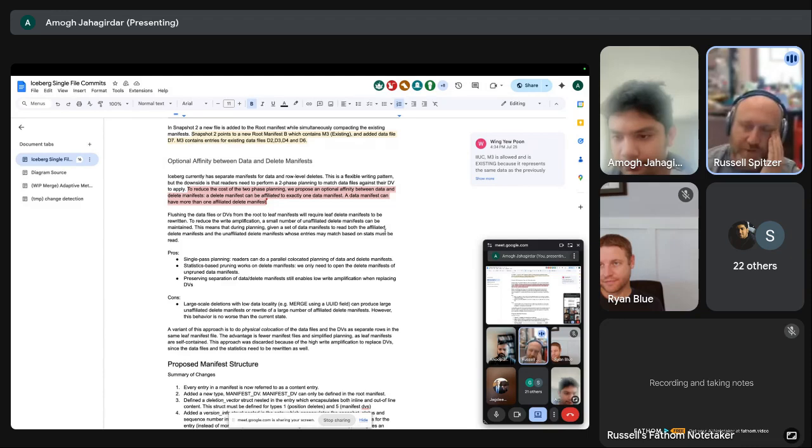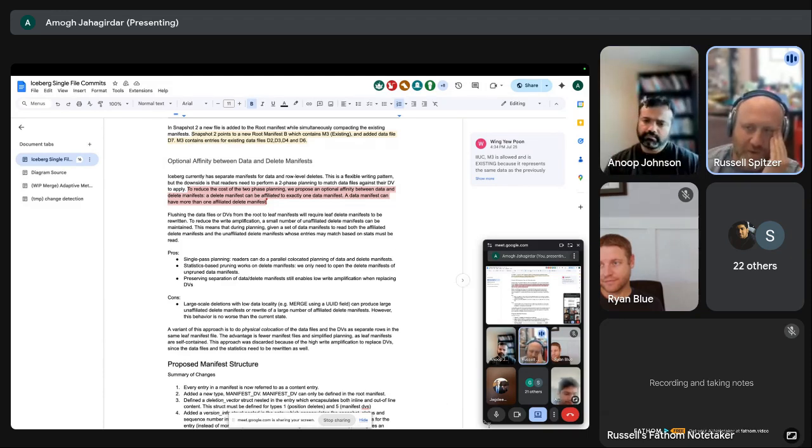I was just thinking that if we had an ordering within the delete manifests, we wouldn't have to build up the index structure the way we normally do. But I don't know, I've got to think about that some more. I think this is a good idea though. We should definitely implement it.